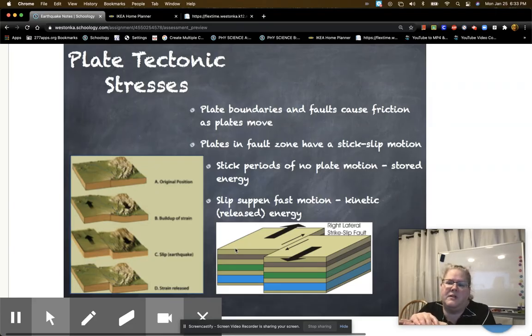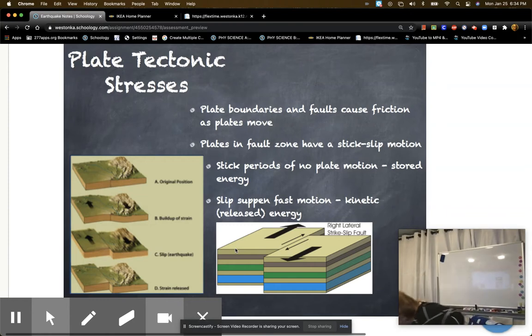Plate boundaries and faults cause frictions as plates move. Okay, plates and fault zones have basically a stick and slip motion. They get stuck and then they release. Then they get stuck and then they build up energy pushing behind it, and they release and they slip. So that stick period, that part where they stick, there's no plate motion. It's storing up energy, kind of like when you pull a rubber band really far back.